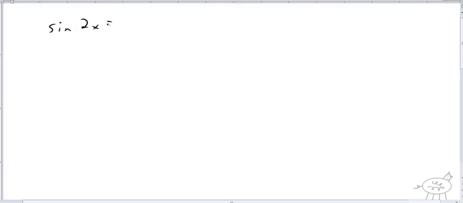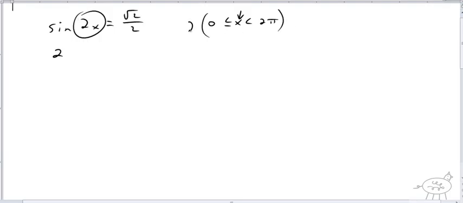Sine of 2x equals root 2 over 2. The way I want to set this up is x is between 0 and 2 pi. I want that to be a 2x because that's truly what this is. So I multiply everything by 2: 0 less than or equal to 2x less than 4 pi. So that 2x now has to be between 0 and 4 pi, because x is between 0 and 2 pi.